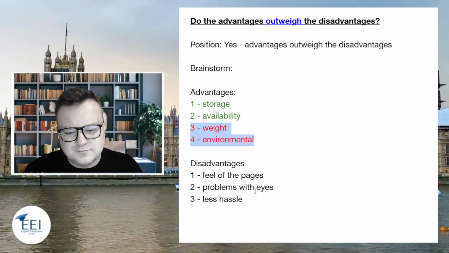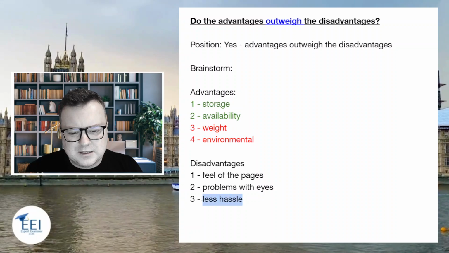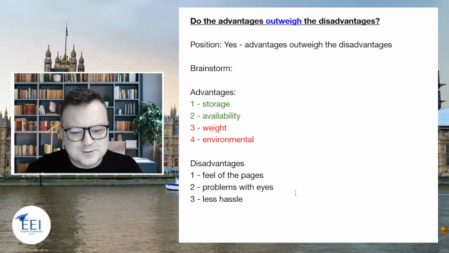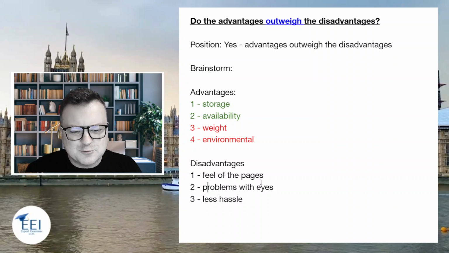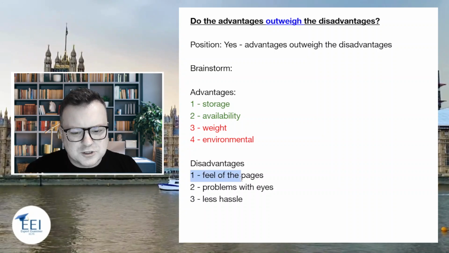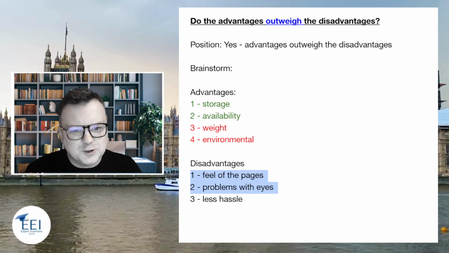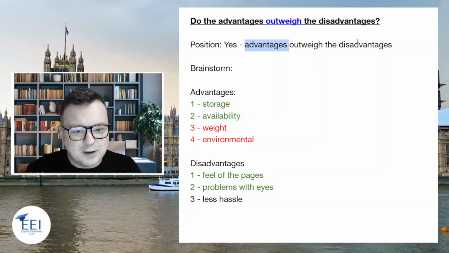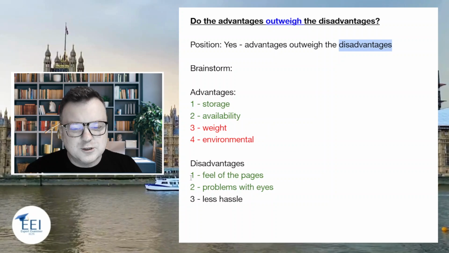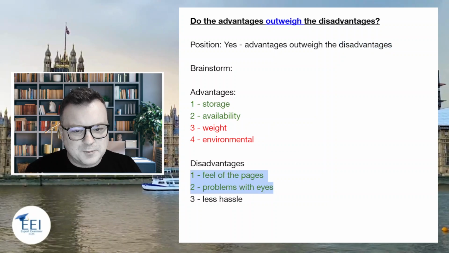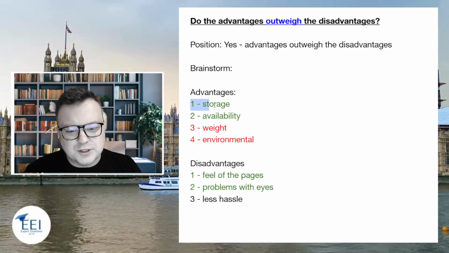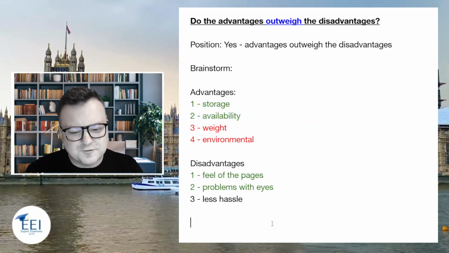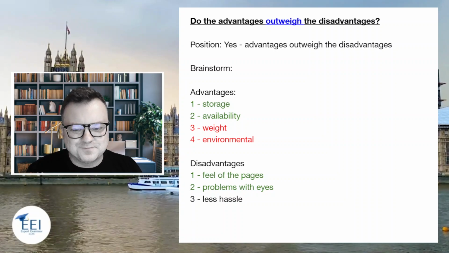Disadvantages. Less hassle is a meaningful one, but I want to choose weak arguments here. So specifically, I'm going to try to use weak arguments, which is feel of the pages and problems with the eyes. I don't think those arguments are strong. And because my position is yes, the advantages outweigh the disadvantages, I want it to look like the arguments for paper books are weak, but the arguments for electronic books, for ebooks, are strong. So it's a little bit of sophistication in the approach.